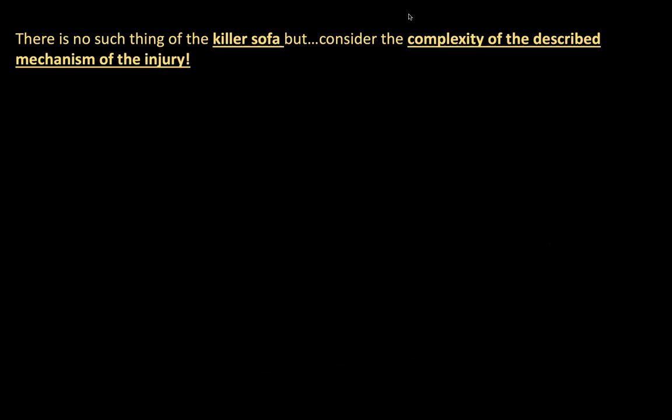there is not such a thing like a killer sofa. So if you have parents that report that the child just fell from the sofa, but he has very important intracranial changes, abnormalities suggestive of significant trauma, well, you are likely dealing with a discrepancy between what the parents said and what you see on the scanner. But consider the complexity of the described mechanism of injury.